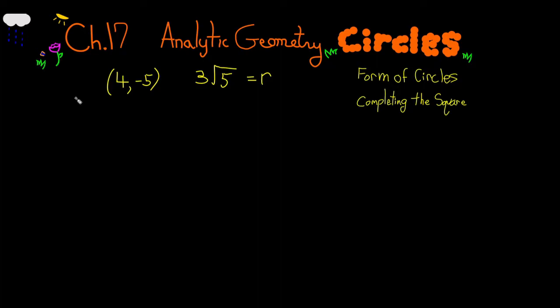Today we will work with Chapter 17.2, Circles, in Analytic Geometry. There are two concepts we are going to familiarize ourselves with in this chapter. One is recognizing an equation whose graph is a circle. That's the form of circles as an algebra equation. And the other concept is how to complete the square.